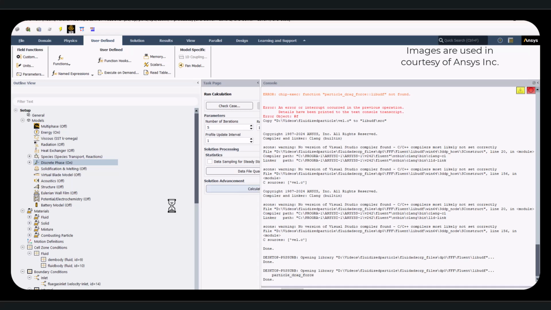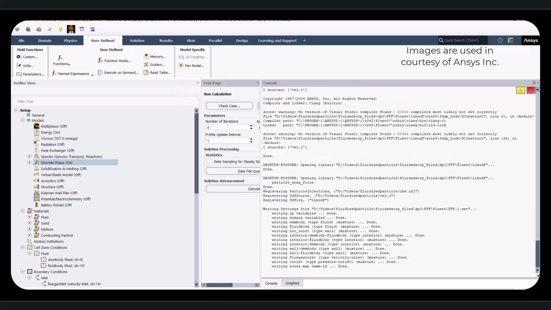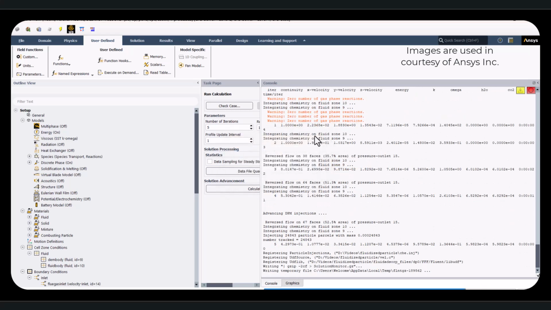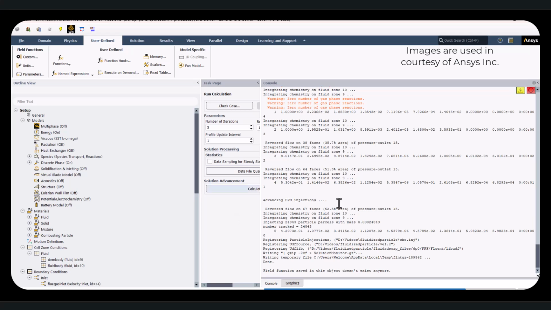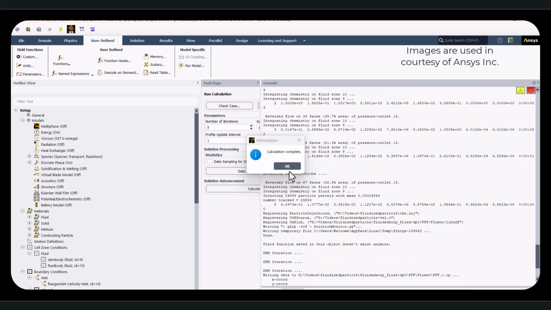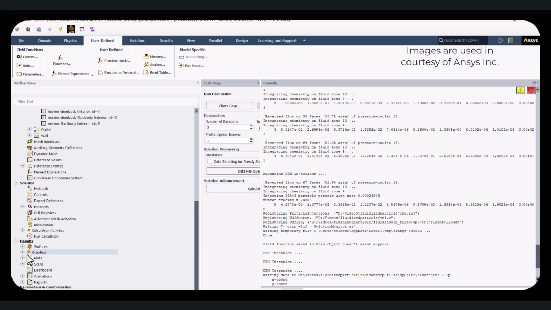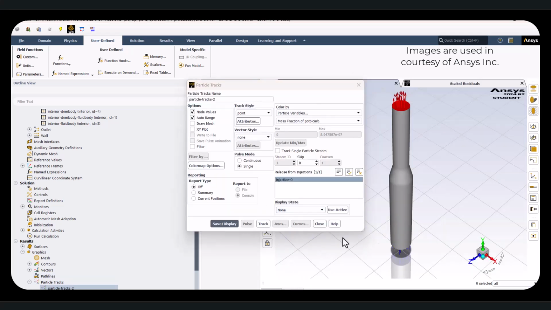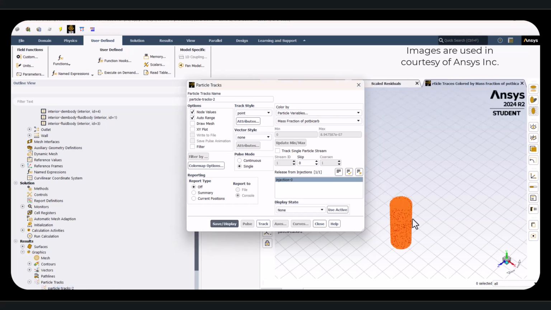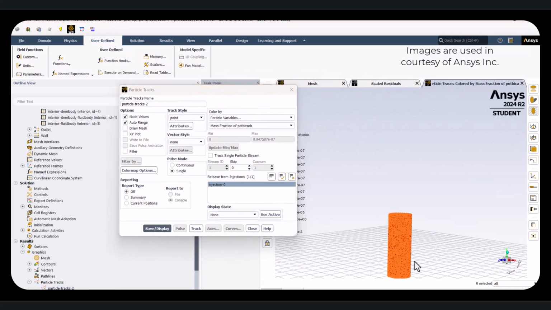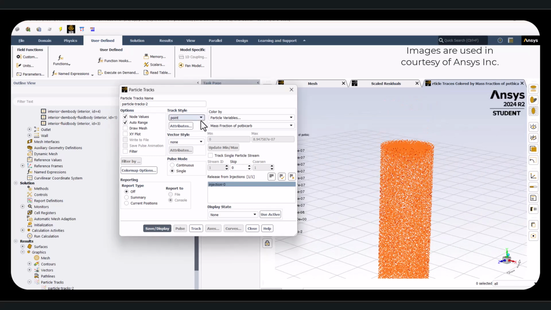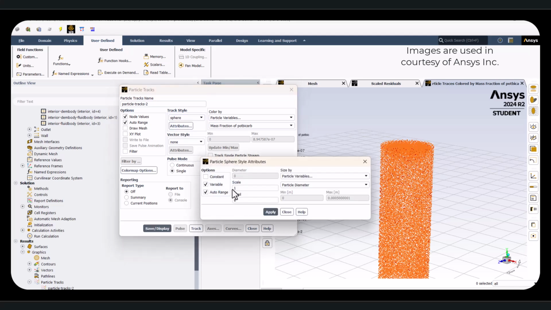I'll let it calculate, and I'll show you the particles. The warning you can neglect, because there are no gas phase reactions. We have given only particle reactions. That is the reason it is showing a warning. It's not an issue. Now I'll show you how the particles are injected. So these are the particles that are injected. I'll zoom in for you. These are the particles.